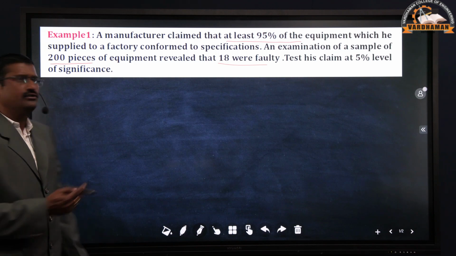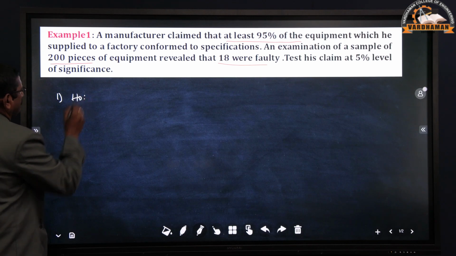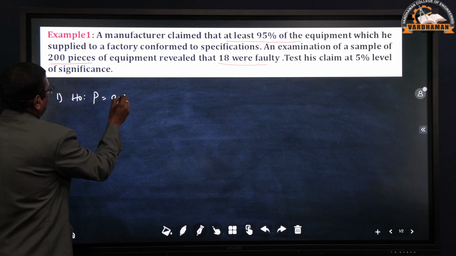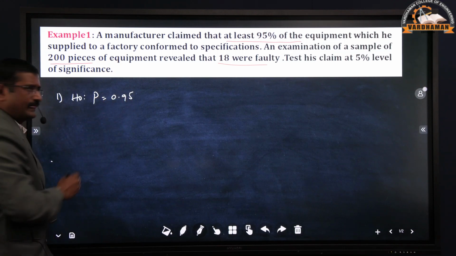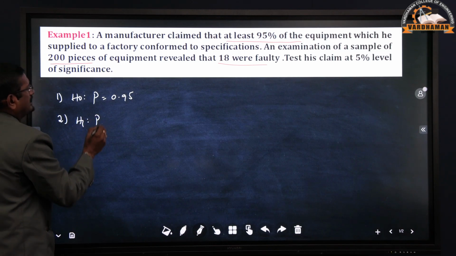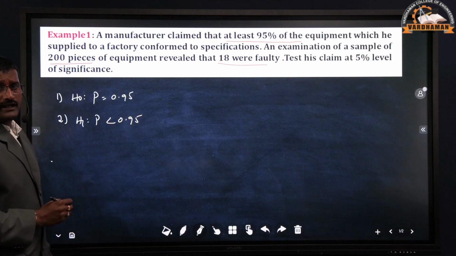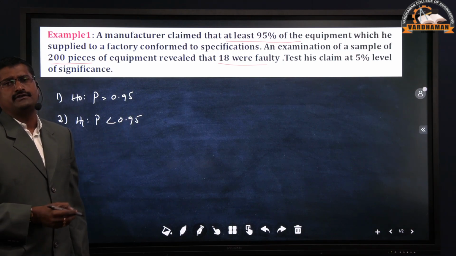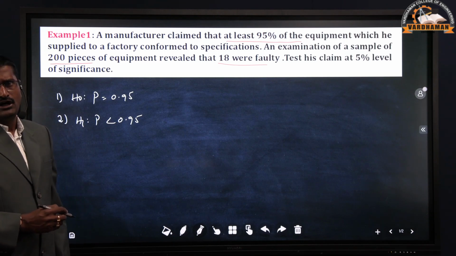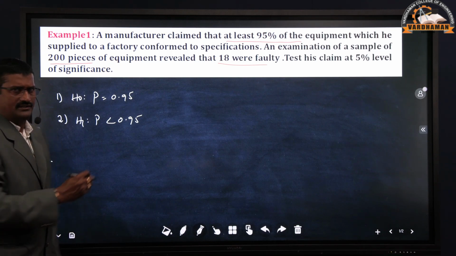So based on the working rules of hypothesis, the first working rule is the null hypothesis. In short form, we write it as H0: P = 0.95. The second working rule is H1: P less than 0.95, because 95% and above we consider as the acceptance region. Only less than 95% we consider as the rejection region.